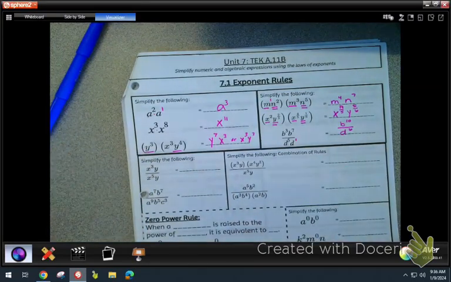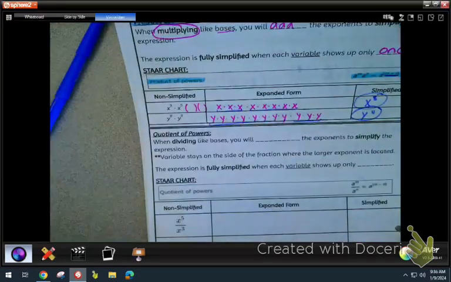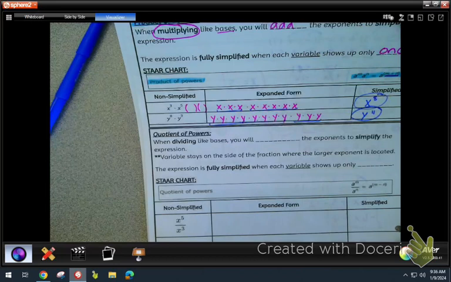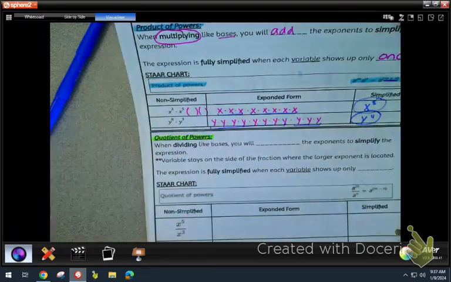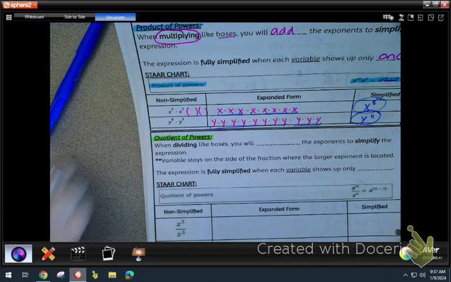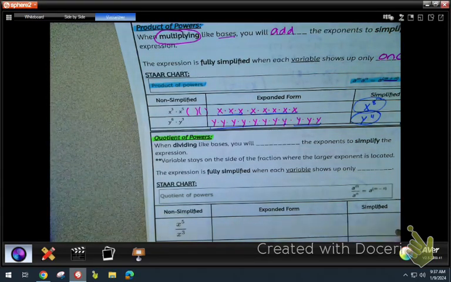All right, let's talk about our quotient rule, do a few practice problems, and then we'll take a break, okay? So flip back over to the page before, and we're going to talk about the quotient of powers. All right, quotient, vocab. What operation do we do when we are finding a quotient, Anya? Divide. Very good. So I want you to circle the word divide right here.